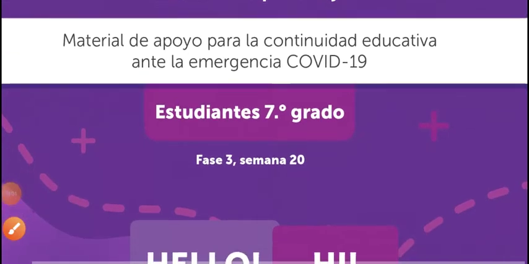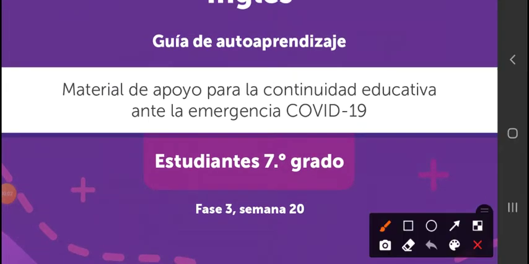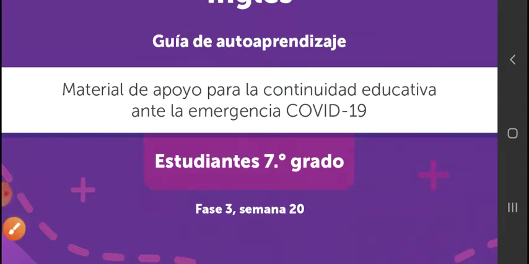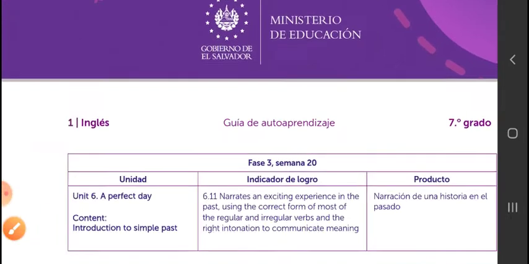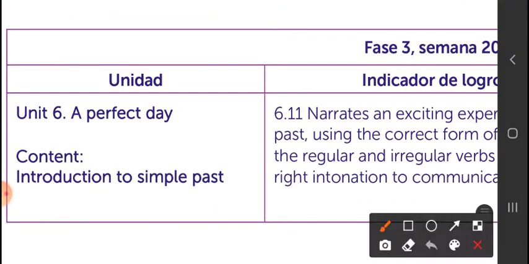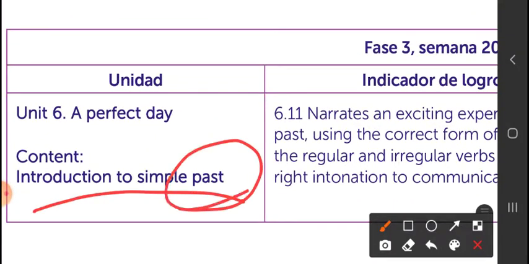Hello and welcome to the final week of work in English. We are going to study English for 7th grade Phase 3, week 20. Today we are going to study the following topic, Introduction to Simple Past.